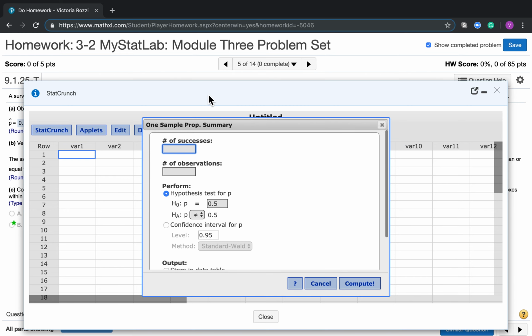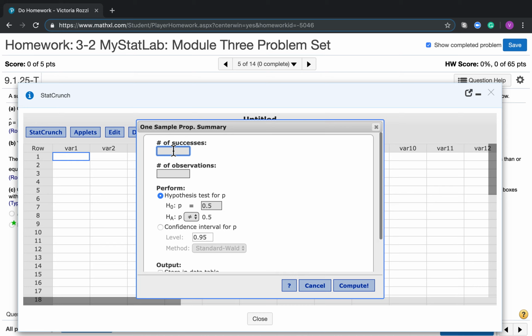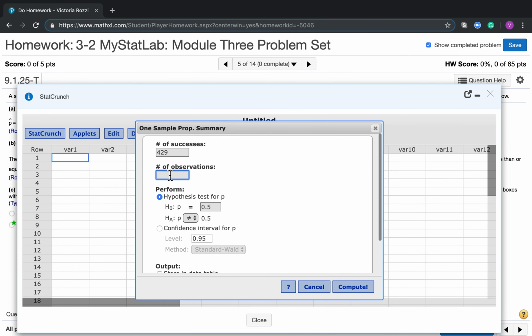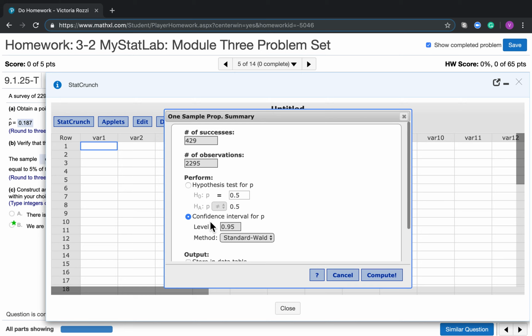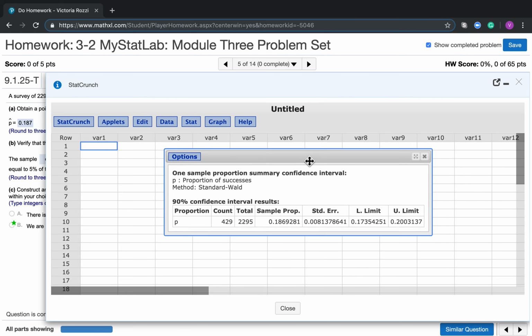So then we're going to say our number of successes, which in this case was 429. Again, I apologize for the different numbers. And then your number of observations, which is 2295. And then we're going to say we want a confidence interval, and I can't remember what percent. We want 90% confidence. So I'm going to put 90 here and click Compute. And this is going to give you all the values that you need.